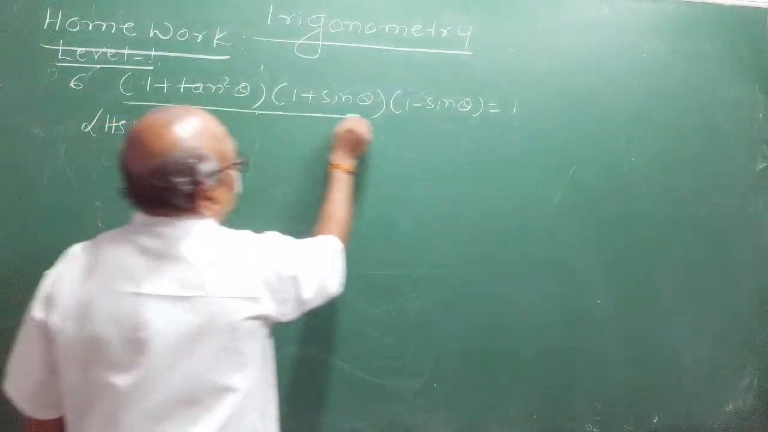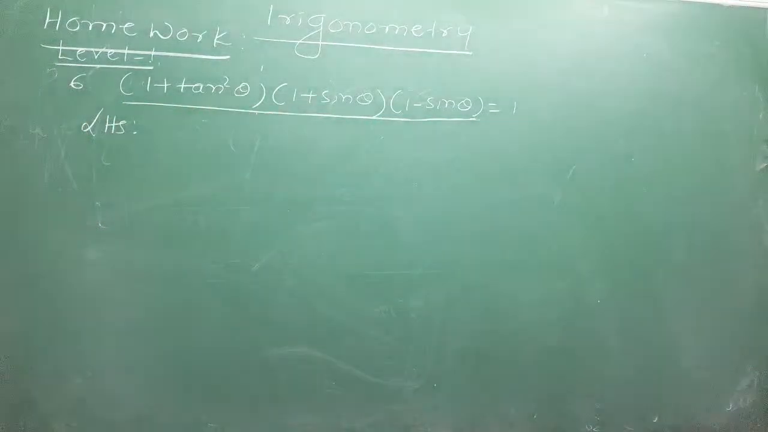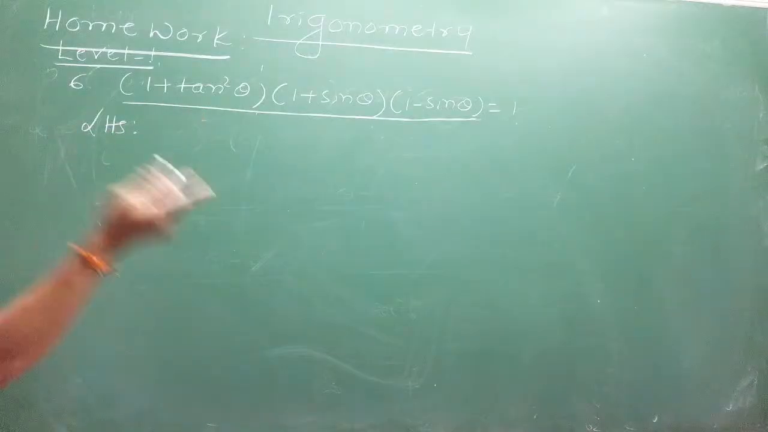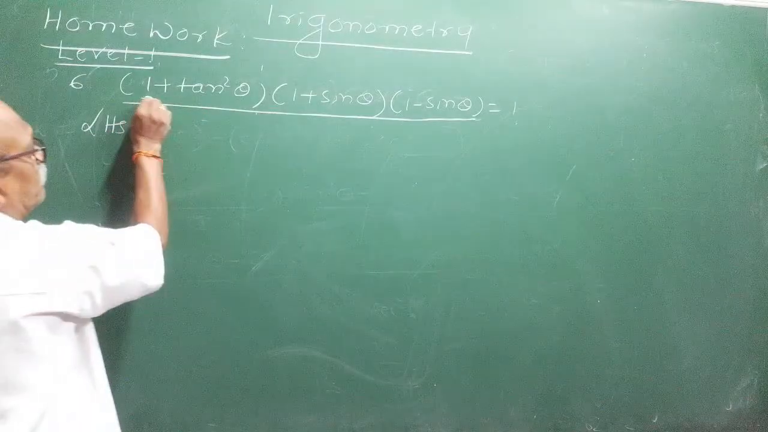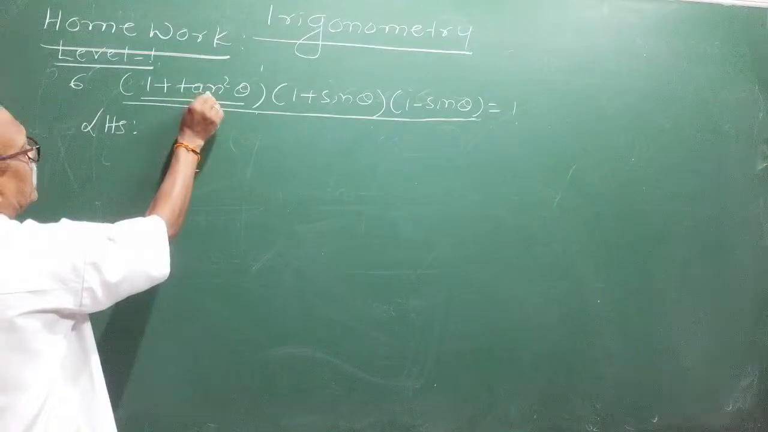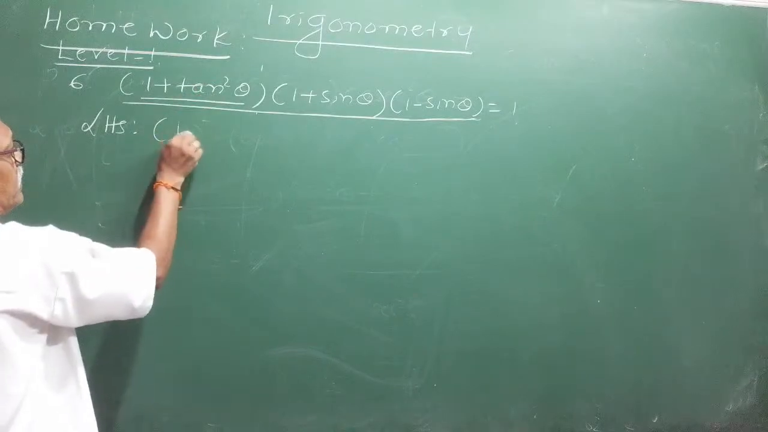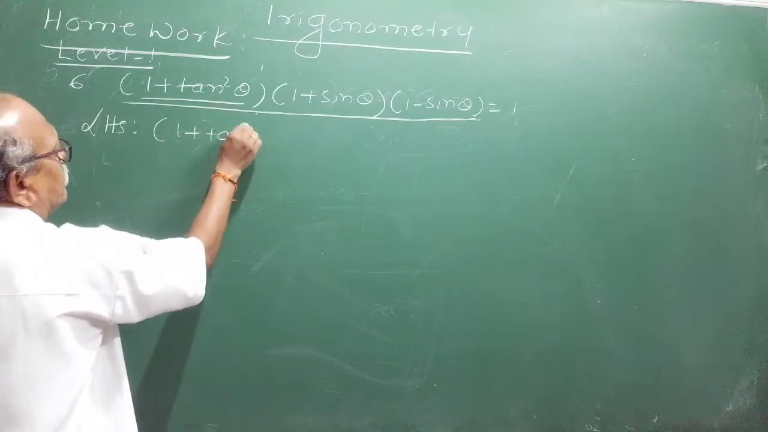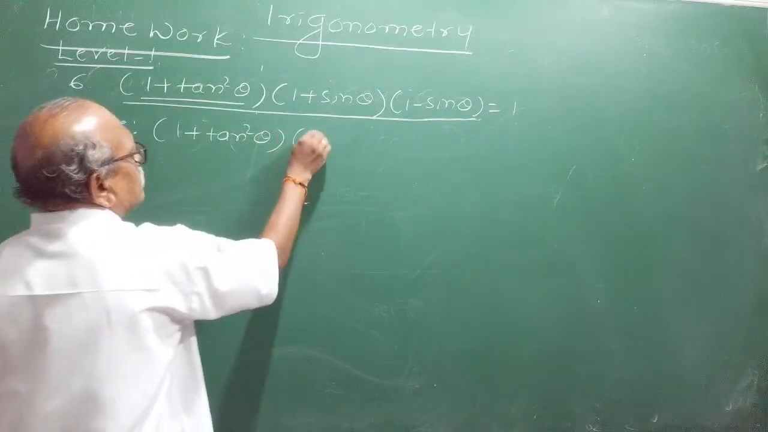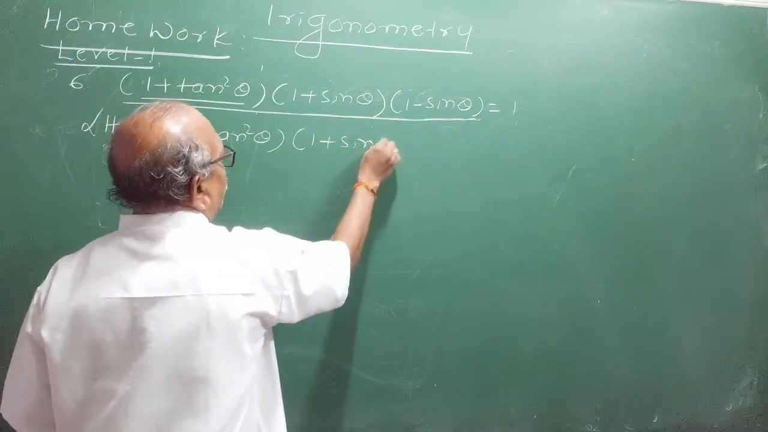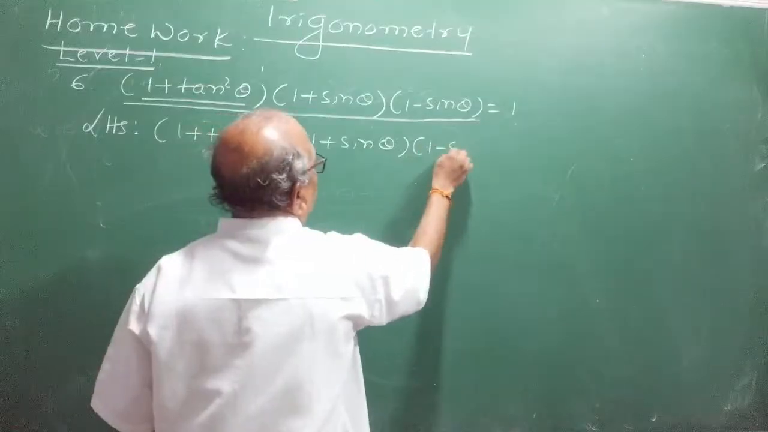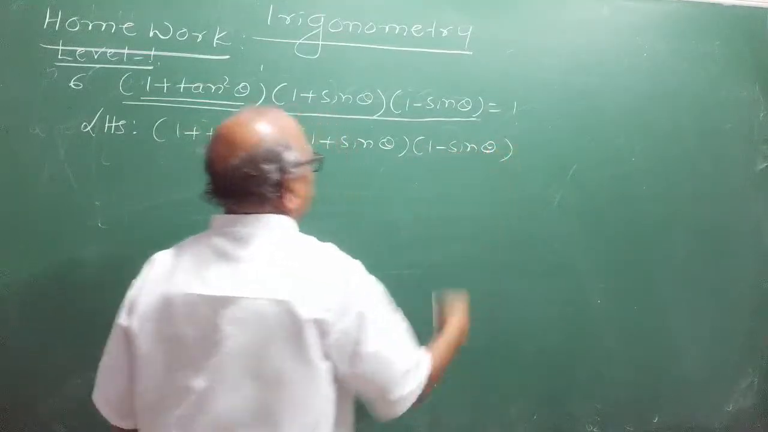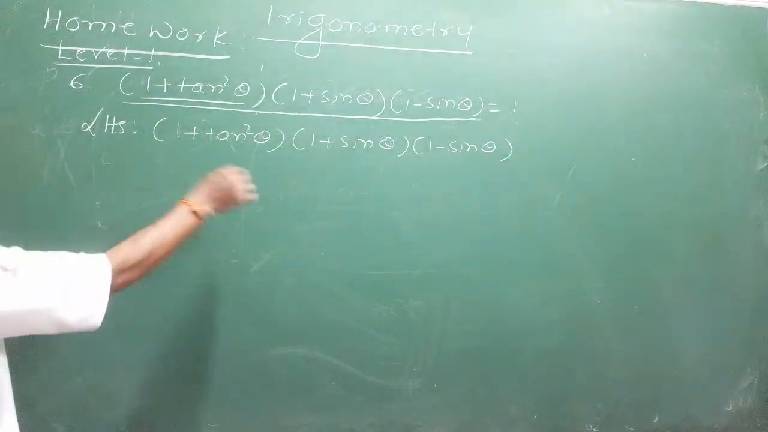LHS I will take. You can observe the problem completely and plan the identities. What is the identity you are using here? 1 plus tan square theta. Write in the exam like this: LHS, as printed in the question paper. Don't start directly. Write the question once again.